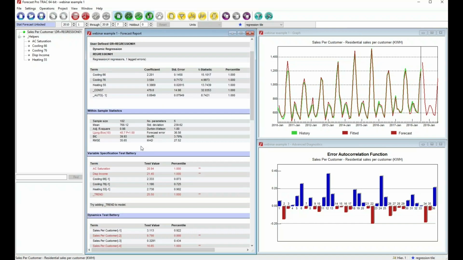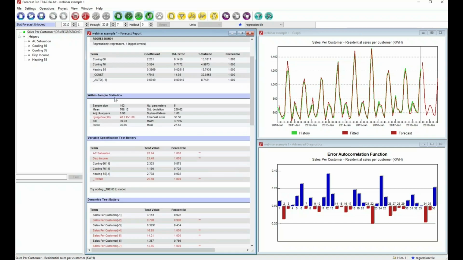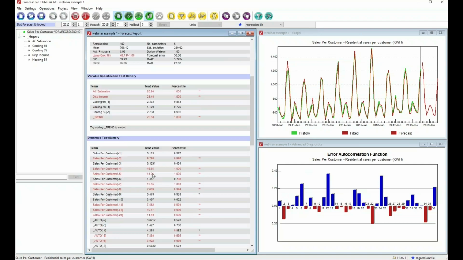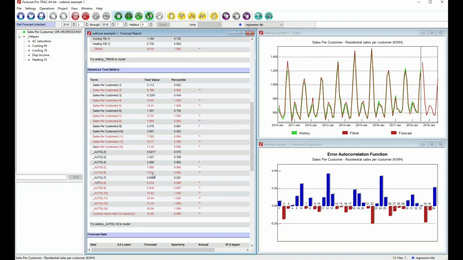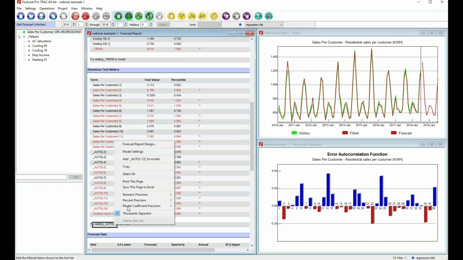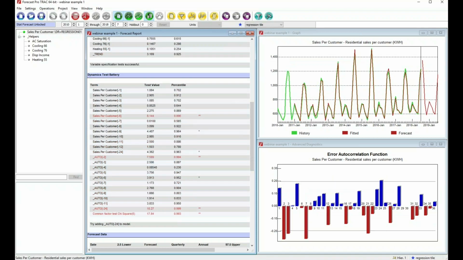So far, so good. I can look at dynamics or statistics like the Ljung-Box test and the error autocorrelation function. I can see there's some problems. I can look at test batteries and decide what kind of change to make. Here it says try adding auto 12. That's another Cochrane-Orcutt term. That will help me with the seasonal pattern. Again, makes perfect sense to me. I'll go ahead and do it.